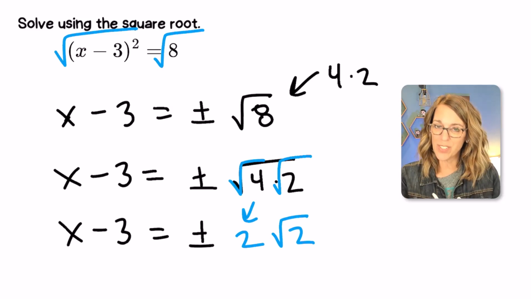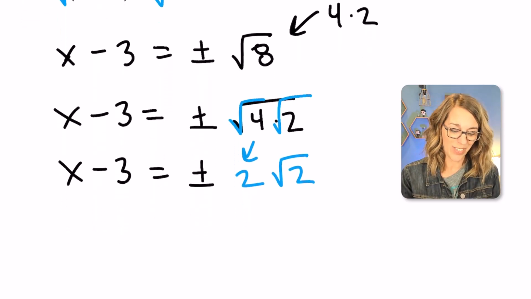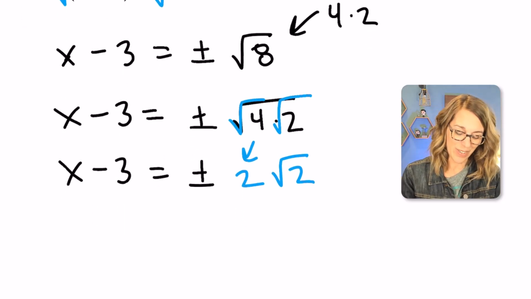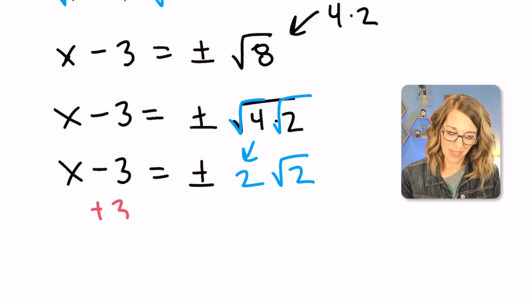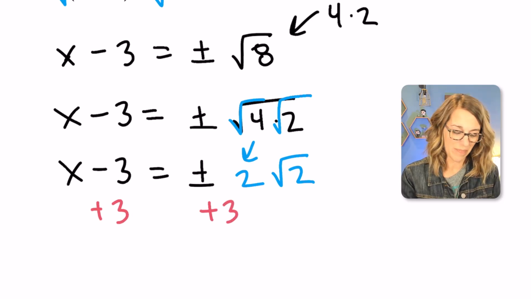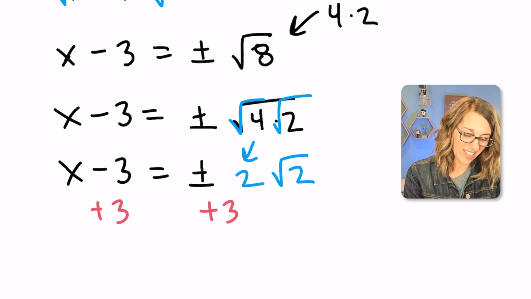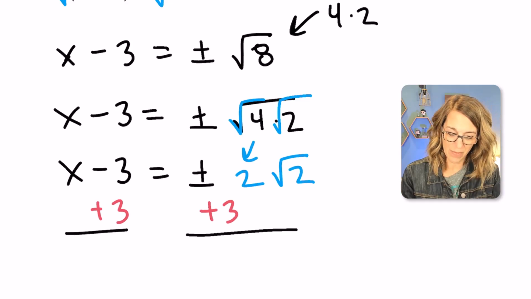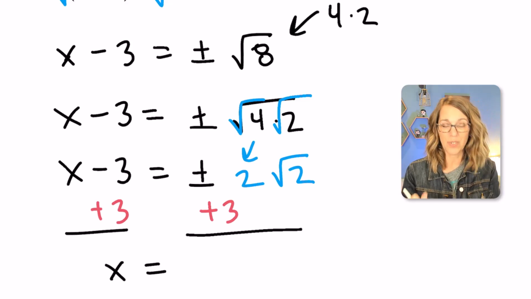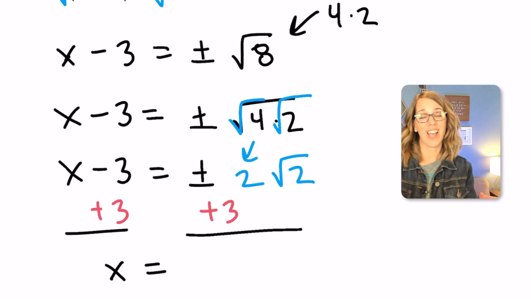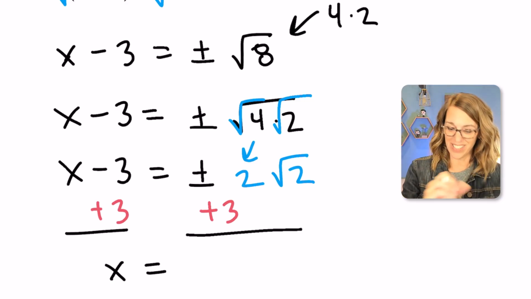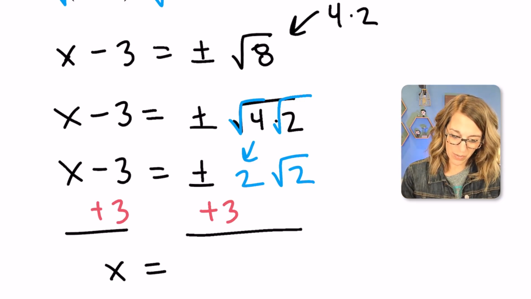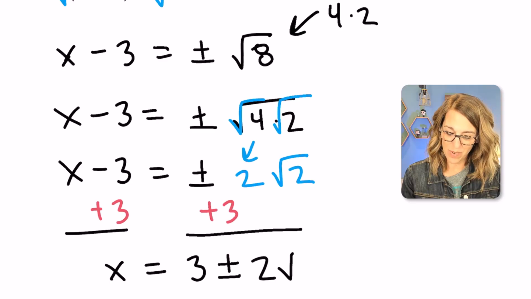All I've got left to do is to isolate my x here on the other side. I need to add that 3 to both sides. So plus 3 plus 3. We end up with, on the left, the x that I was looking for. So x is equal to, here come my answers. I like to write the radical term last. So I'm going to write this as a positive 3. So I'm just going to do 3 plus or minus 2 radical 2.